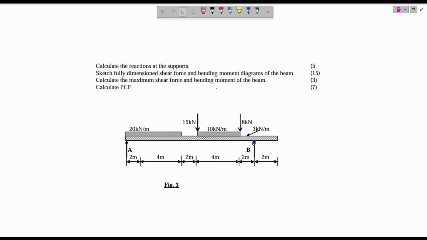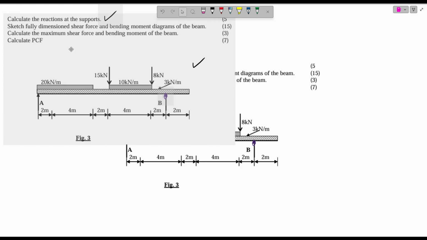Let's look at a more complex shear force and bending moment question. In this question, we're asked to calculate the reactions at the supports, which are our RA and RB. We're then asked to sketch the fully dimensioned shear force and bending moment diagram of the beam, and then calculate the maximum shear force and bending moment of the beam, and lastly, calculate the point of contraflexure.